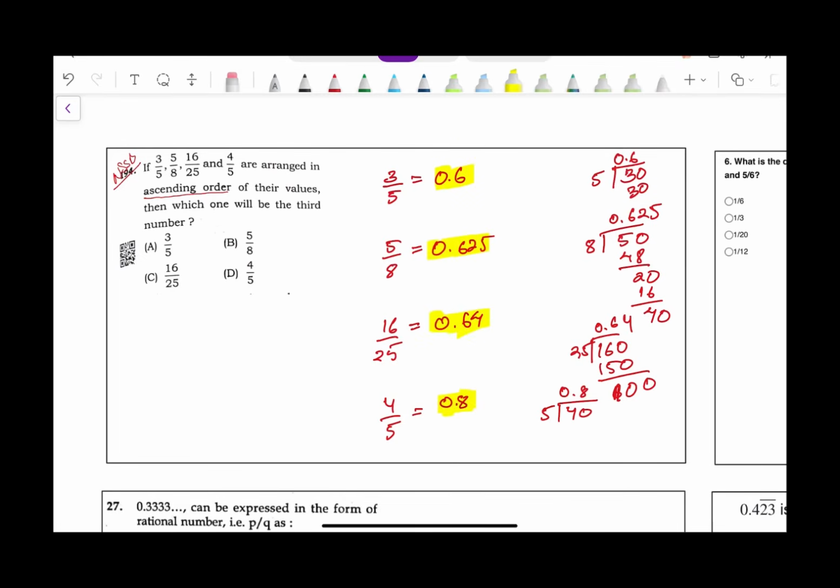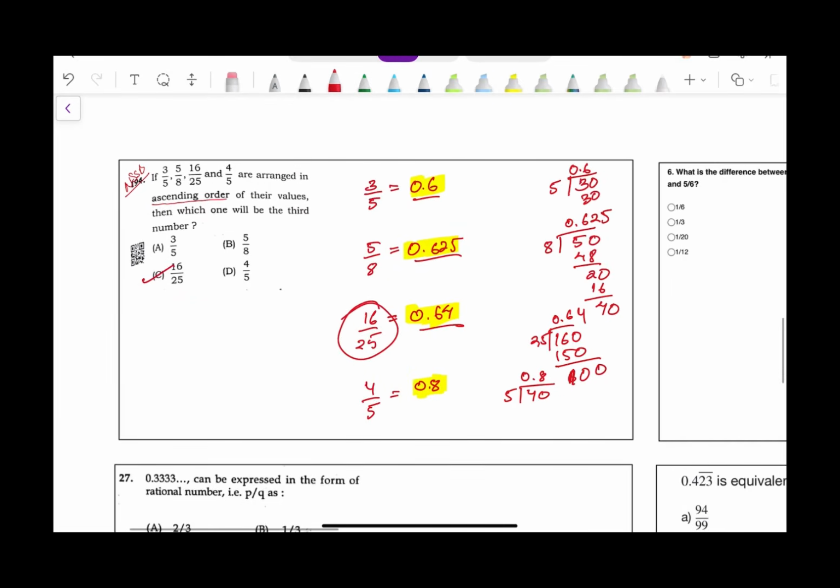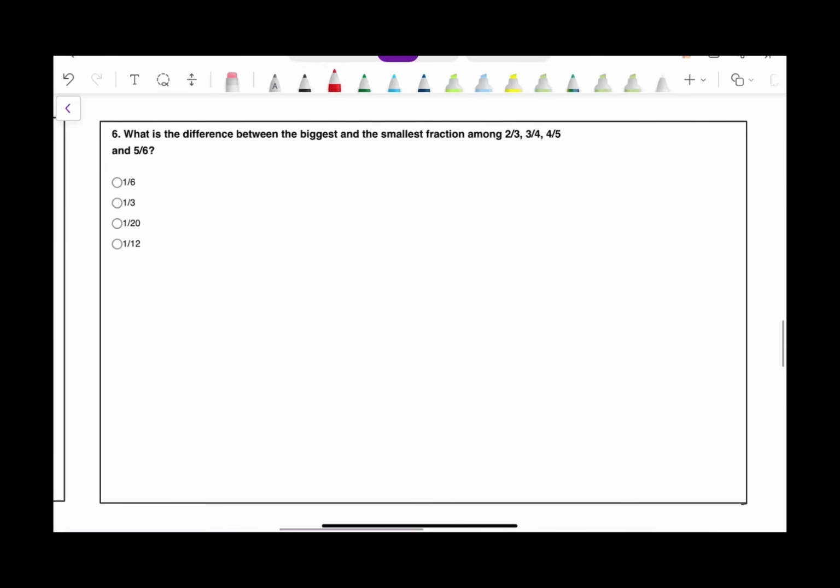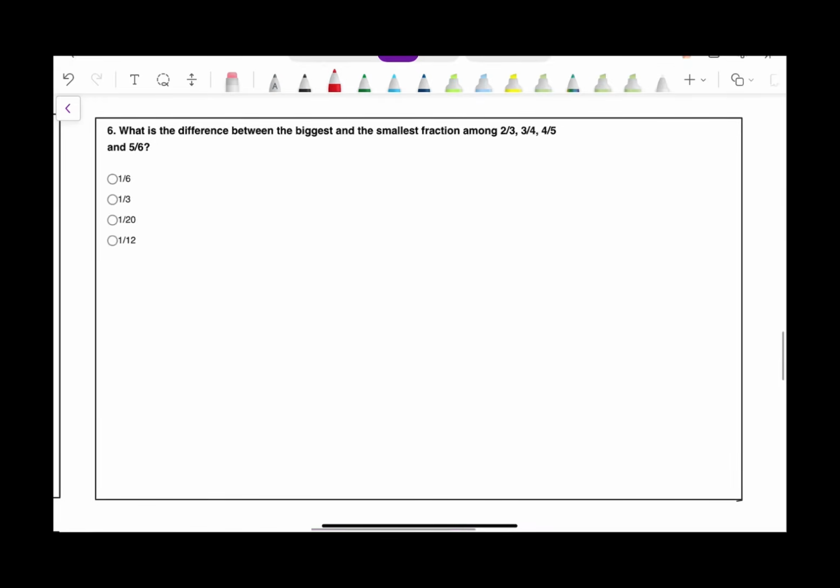So which one will be the third number? This is first, second, and third, which is 16 by 25. The answer here is this one. Now I'll leave this one for you. You arrange, or should we just try?